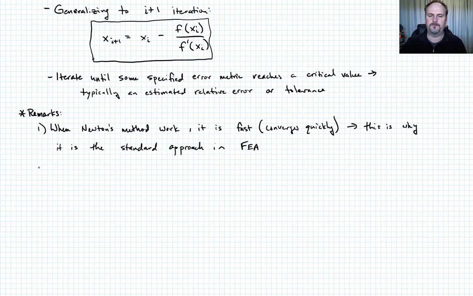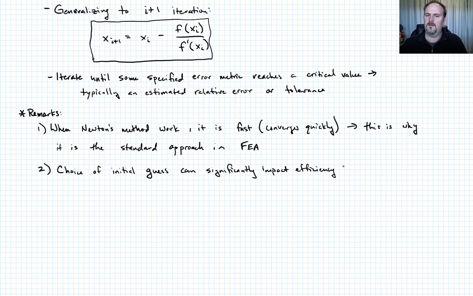Number two. As you might guess, the choice of the starting point can significantly impact the efficiency and even the solvability of the solution. So efficiency and solvability. It's possible that we can't even solve it if we guess too poorly.